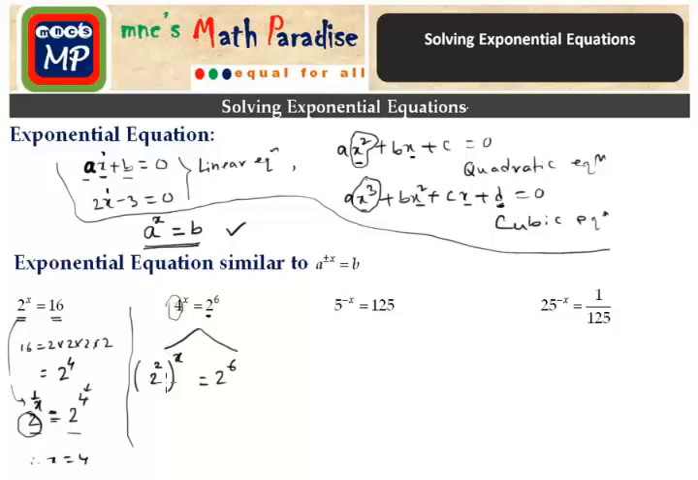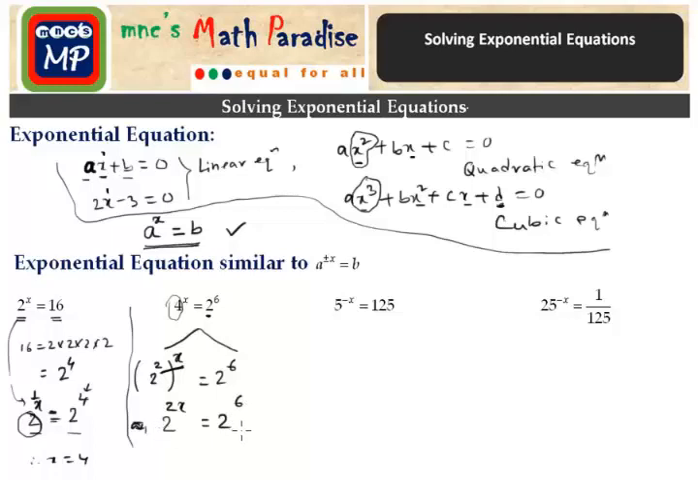Now we are converting that base into 2. That means (2^2)^x. So we know power and power will multiply, so we are getting 2 to the power twice x. 2 times x is 2x, equals 2 to the power 6.